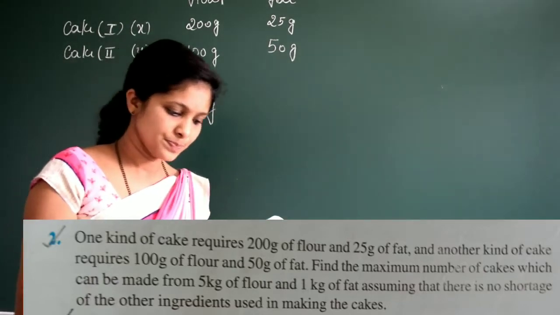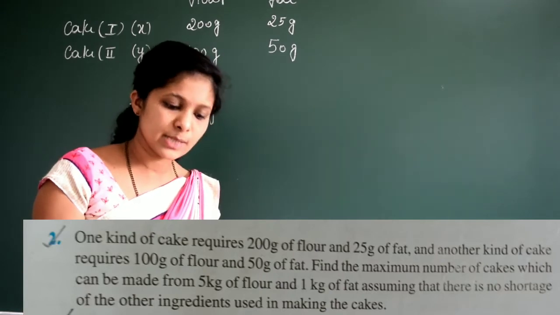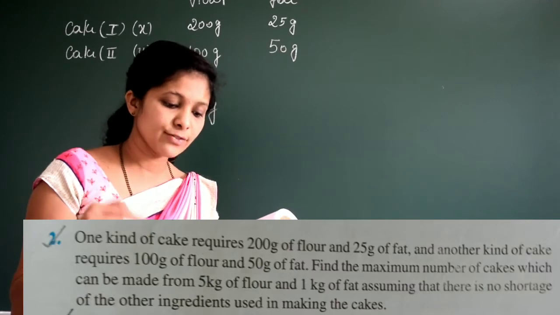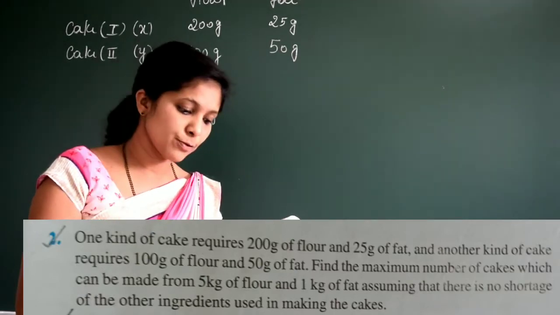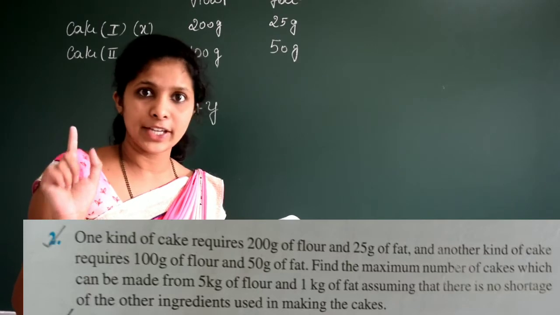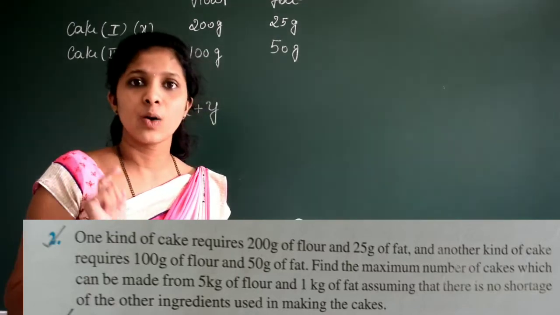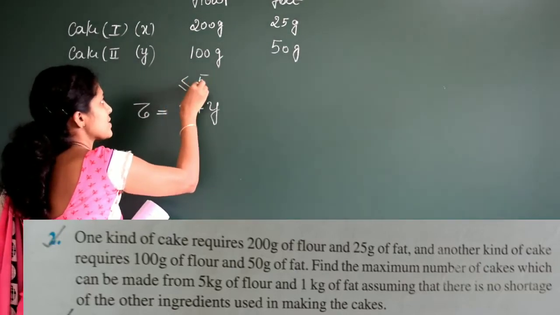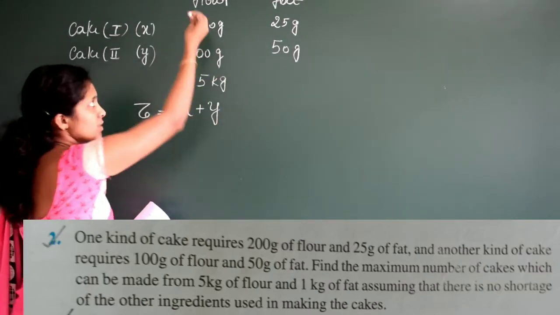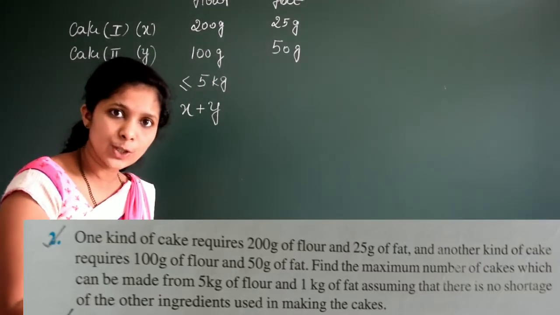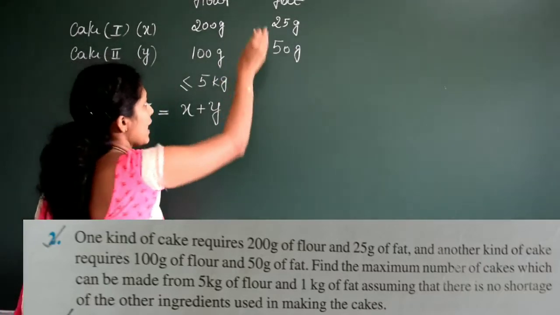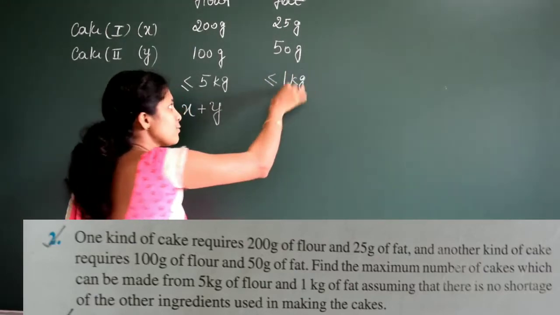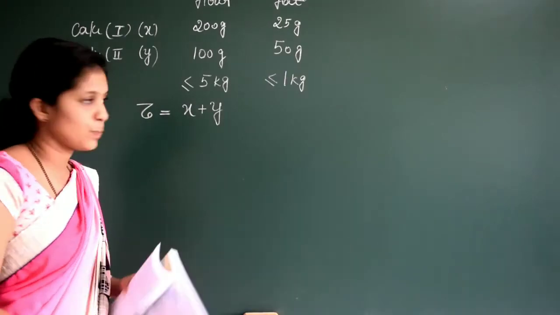Next, what is given? Find the maximum number of cakes which can be made from 5 kg of flour and 1 kg of fat. So only 5 kg of flour is available, and fat is 1 kg. So flour should be either equal to 5 kg or less than that, and fat should be less than or equal to 1 kg. Is it clear? I hope you understood this one.